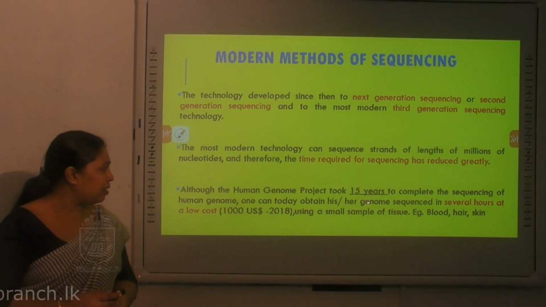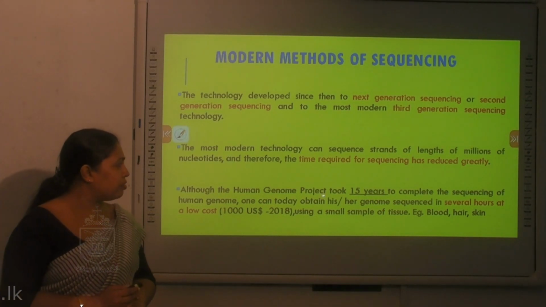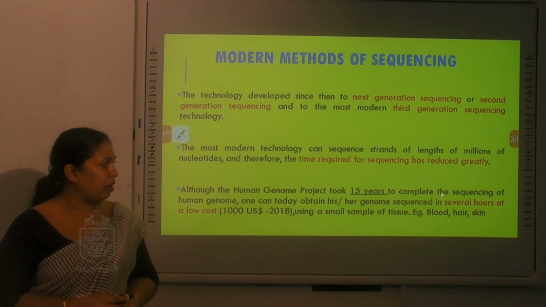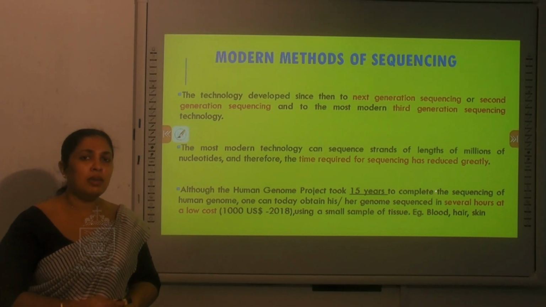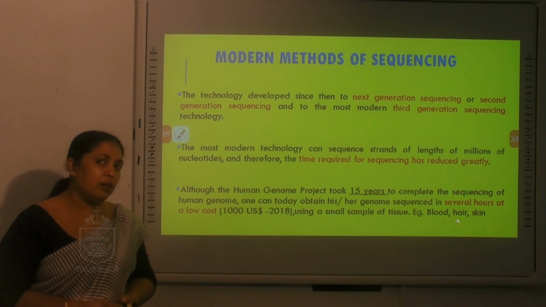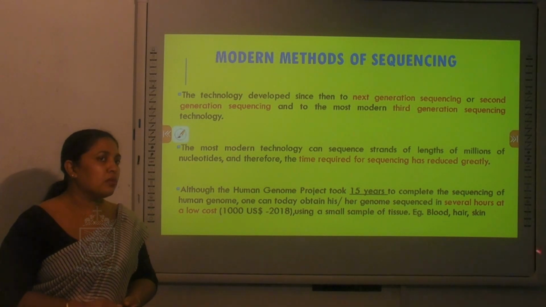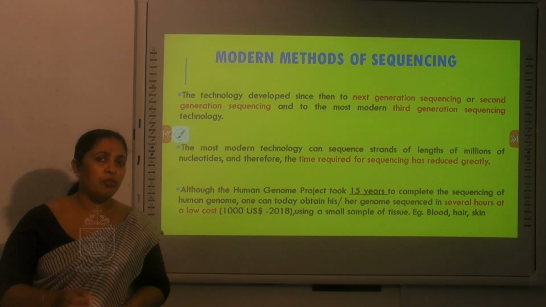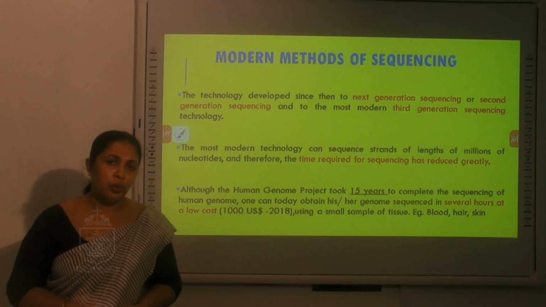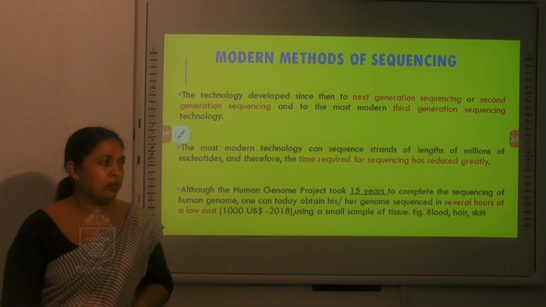It took 15 years to complete the Human Genome Project, but we can tell our own DNA in several hours at a low cost. For that, we are using only a small amount of our tissue samples, such as hair, blood, or any other tissue you have.